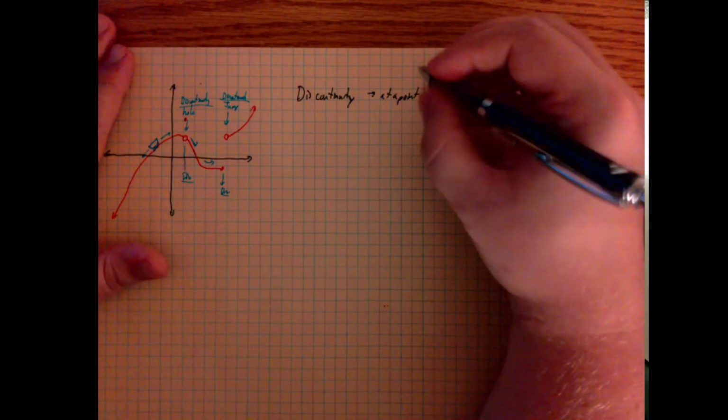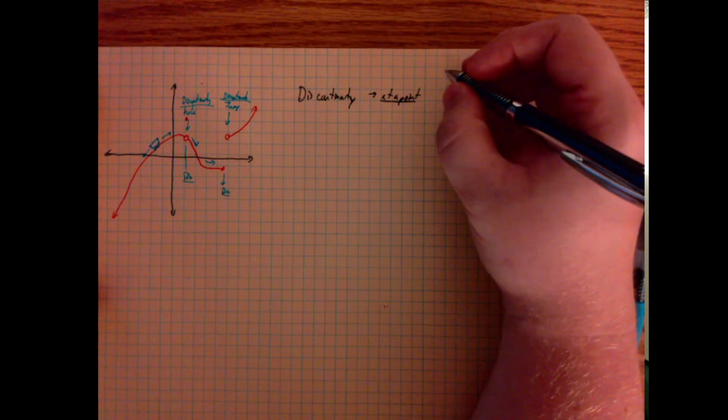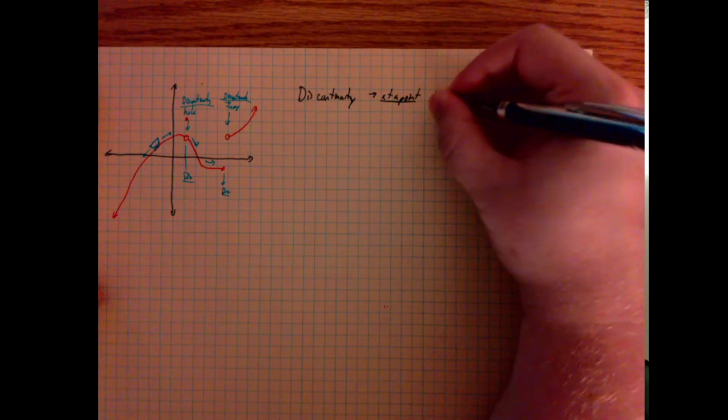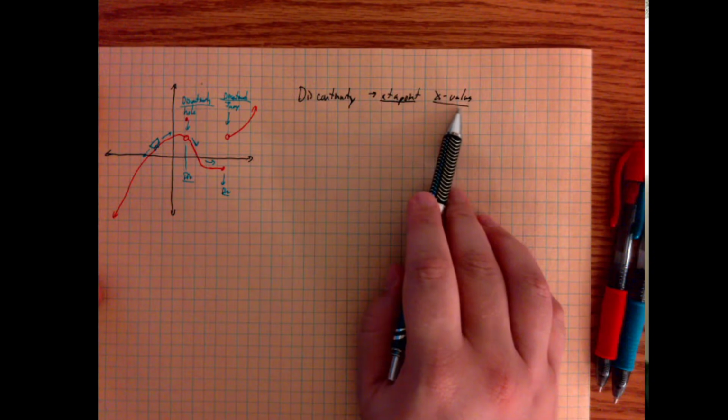In fact, there's only a select few functions that are discontinuous everywhere, and those are functions that you will never deal with in high school. So discontinuity tends to happen at a specific point, which means that we're dealing with x values, because there are places where the function is going to break down.